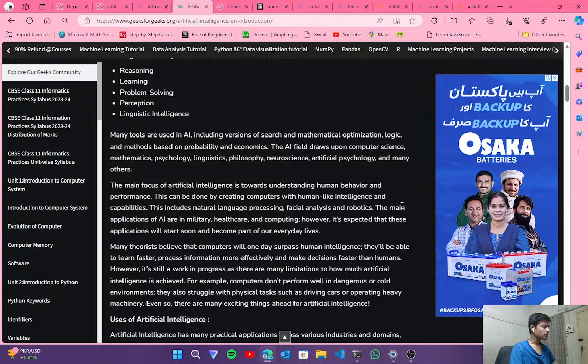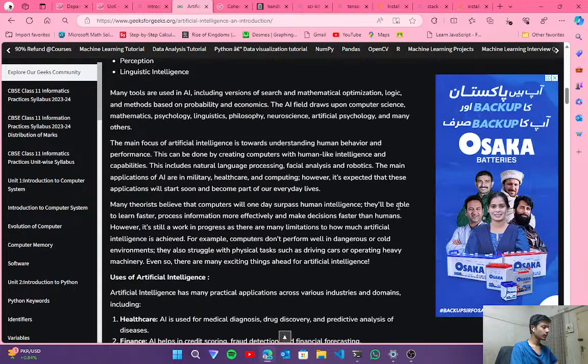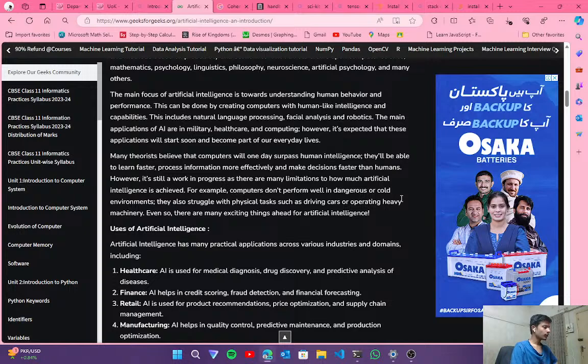However, it's expected that these applications will start soon and become part of our everyday lives. Many theorists believe that computers will one day surpass human intelligence. They'll be able to learn faster, process information more effectively, and make decisions faster than humans. However, it's still a work in progress, and there are many limitations to how much artificial intelligence is achieved. For example, computers don't perform well in dangerous or cold environments. They also struggle with physical tasks such as driving cars or operating heavy machinery. Even so, there are many exciting things ahead of artificial intelligence.